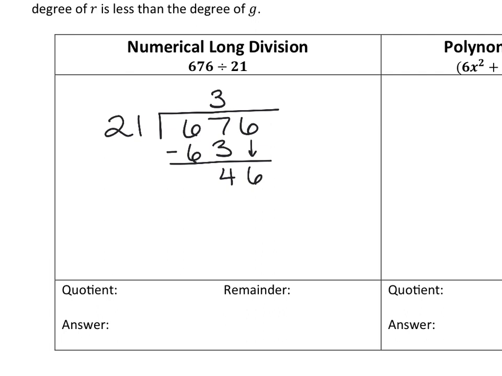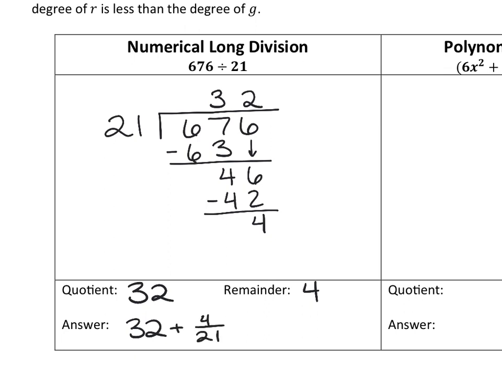We repeat. 21 goes into 46 2 times. 2 times 21 is 42. We subtract. 46 minus 42 is 4. So we would have a quotient of 32 and a remainder of 4, and be able to answer this question as 32 plus 4 out of 21.